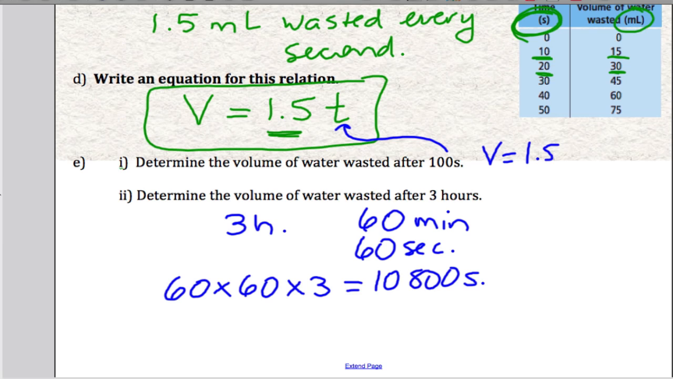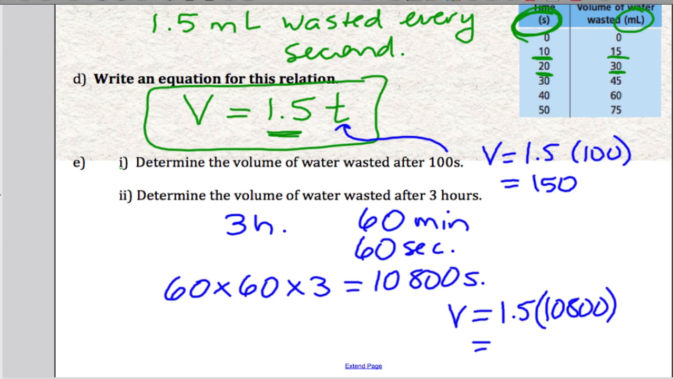Then if I wanted to figure out the volume of water wasted, V equals 1.5 T. So V equals 1.5 times 10,800. And when I multiply those two numbers together, I get 16,200. So that's quite a bit. It's 16,200 milliliters is a lot.